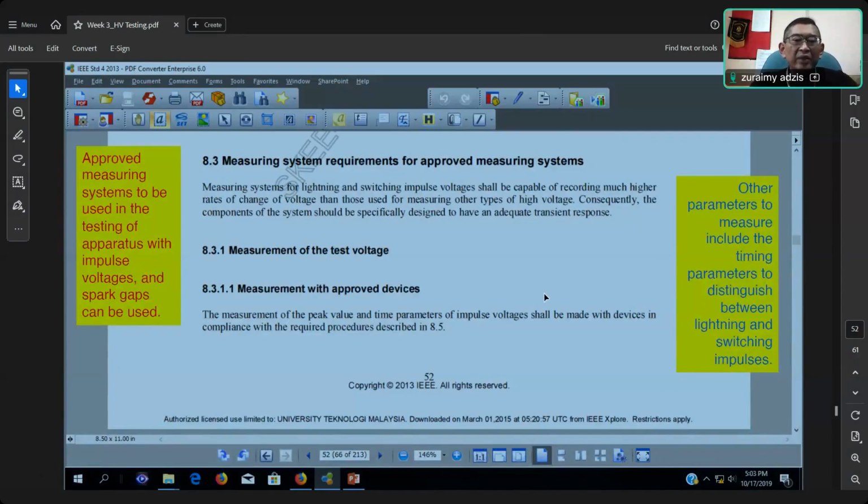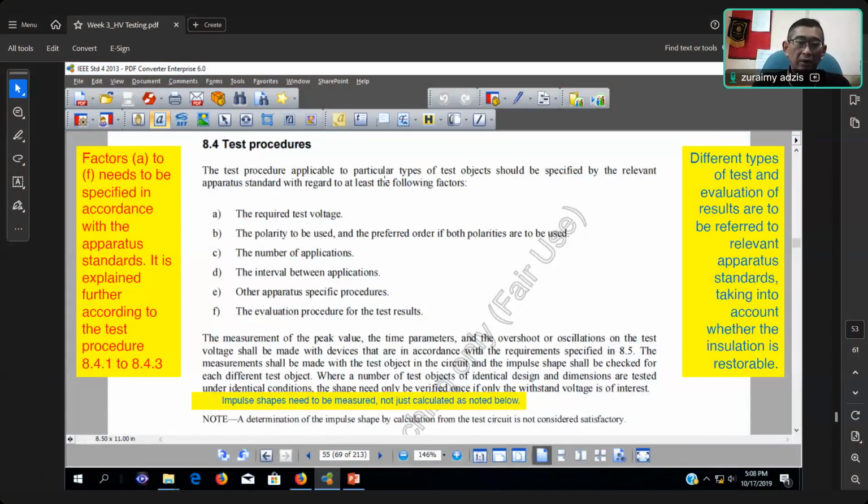After 8.3, which is on the measuring system, we go to 8.4. Now, the test procedure, this is for lightning impulse or switching impulse. The test procedure applicable to particular types of objects should be specified by the relevant apparatus standard with regard to at least the following factors. Meaning, if you want to conduct the test, you must be sure of these items from A to F. The required test voltage. The required polarity to be used.